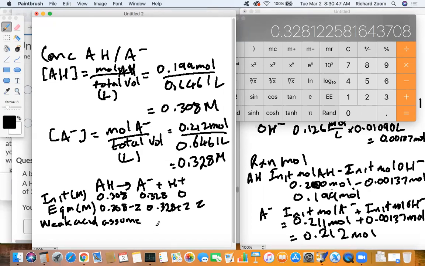Does anybody have any questions about that? I hope you understood what I just said. It's important. Okay. Now remember, this is a buffer solution. I don't have to validate this assumption that I'm making here.